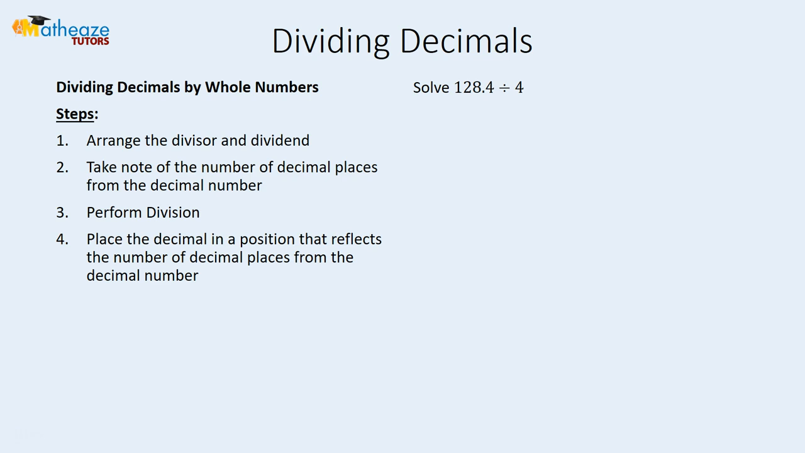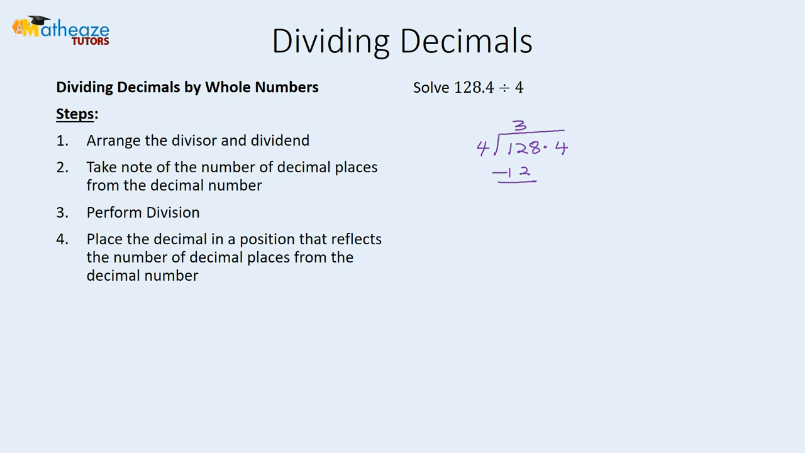What we're going to do is arrange the divisor and the dividend. So the divisor is going to be the 4 out here, and the dividend is 128.4. As we look at this division, we're going to ignore the decimal at this point. We're going to pretend that there's no decimal place here and just go ahead with the regular division. So 4, so we have 12, so that's going to give us 3 times 4.